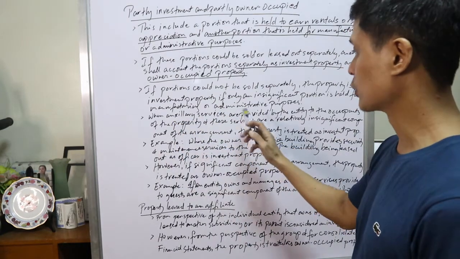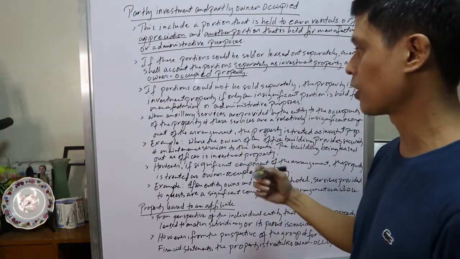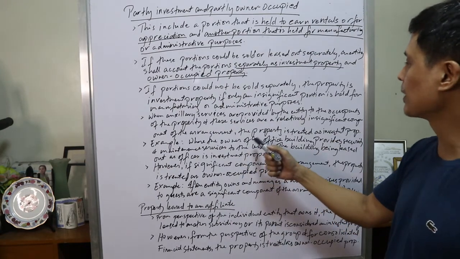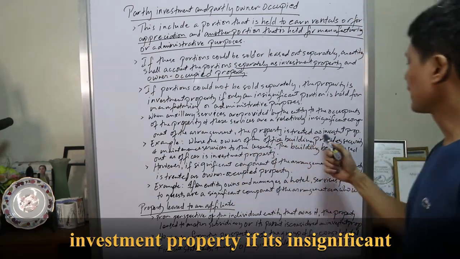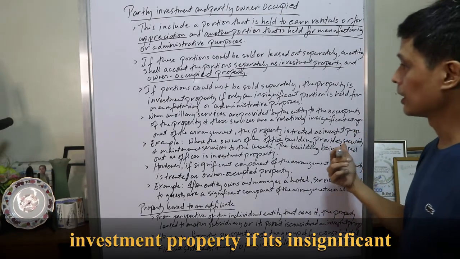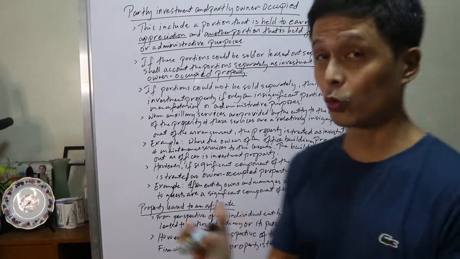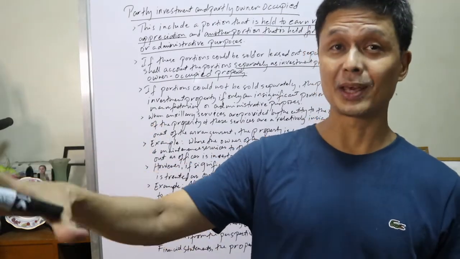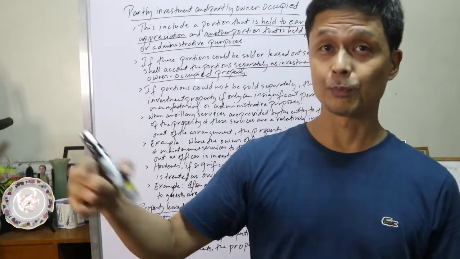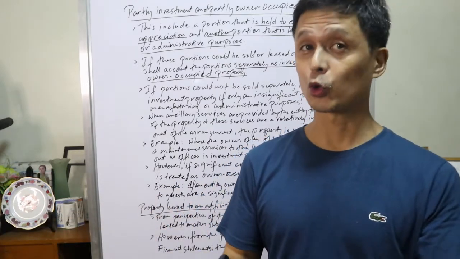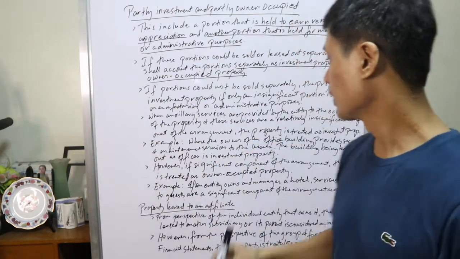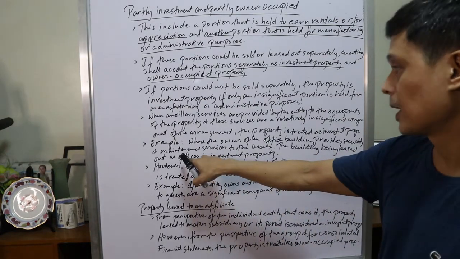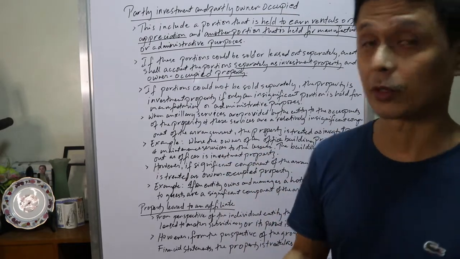Another thing is when auxiliary services are provided by the entity to the occupants of the property, and these services are relatively insignificant component of the arrangement, the property is treated as investment property. So, example dito, let's say an owner of an office building, nag-provide siya ng security services and maintenance para dun sa mga tenants nung building niya. So these are just insignificant portion dun sa transaction. So it is still considered as an investment property. So the building being leased out as offices is investment property.